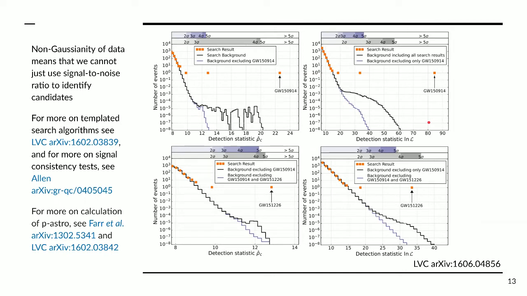And what we do is we assume, okay, if we only had noise, what is the probability of getting this ranking statistic? So what we do is we calculate a background that contains no real signals and see what the distribution of the ranking statistic is like. If we just had pure Gaussian noise, we could do this analytically just using signal-to-noise ratio. Because we don't know the mathematical properties of the noise distribution, we have to construct this background empirically.